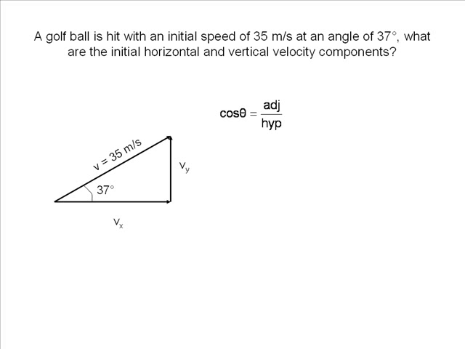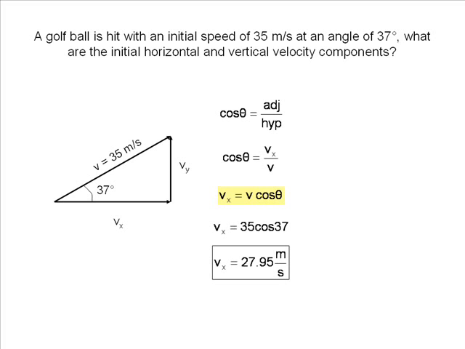Since the x component is always adjacent to the angle, we will use cosine as our trigonometric function to solve for the missing side. We can substitute in Vx for our adjacent side and V for our hypotenuse. We rearrange the equation to solve for Vx. This will be the equation that we always use to solve for the x component of a vector. That is why it is so important to make theta adjacent to the x-axis. Next, substitute in the given data and find the x component of the velocity.